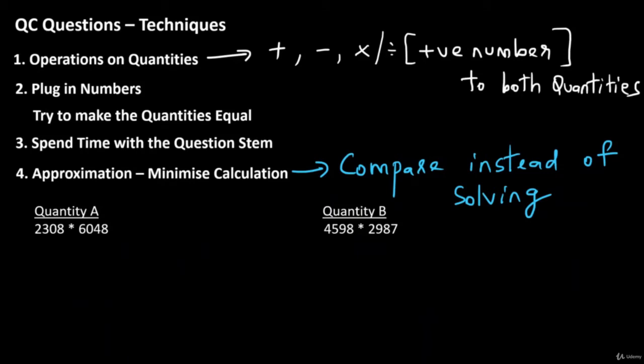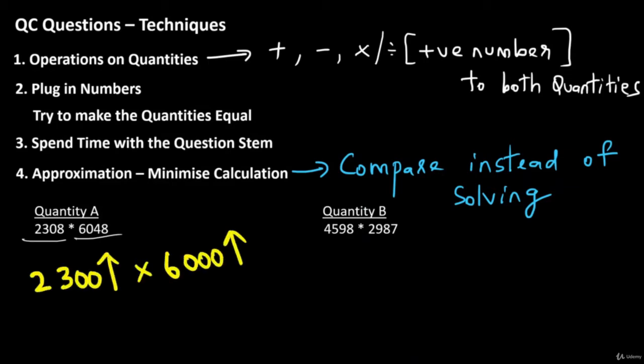Quantity A is 2308 into 6048 and quantity B is 4598 into 2987. Now you could take your calculator and do this multiplication and find which quantity is greater, right? But there is a better approach, right? Over here you can see that 2308 is a bit greater than 2300 and 6048 is a bit greater than 6000. So let me write that over here. Now what about quantity B? This is 4598. This is 2987. So 4598 is a bit less than 4600 and 2987 is a bit less than 3000, right? So let me write that over here.